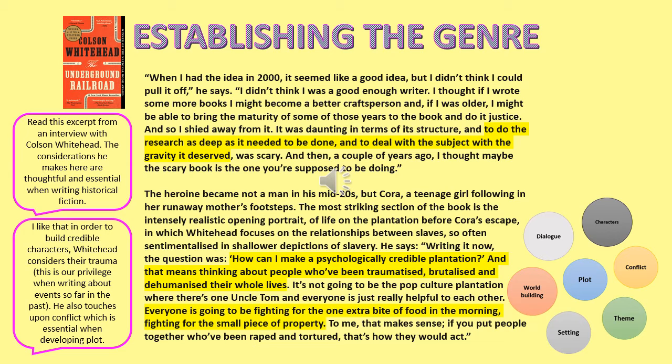I really like that in order to build credible characters and to conduct some of that world building that we've spoken about, he really thought about their trauma and how they would act realistically, instead of just being pulled into some of the caricatures that he was used to seeing other people write about in this genre. So instead of just accepting those, he thought about himself and considered how the people would really feel so that he could try to build realistic characters.